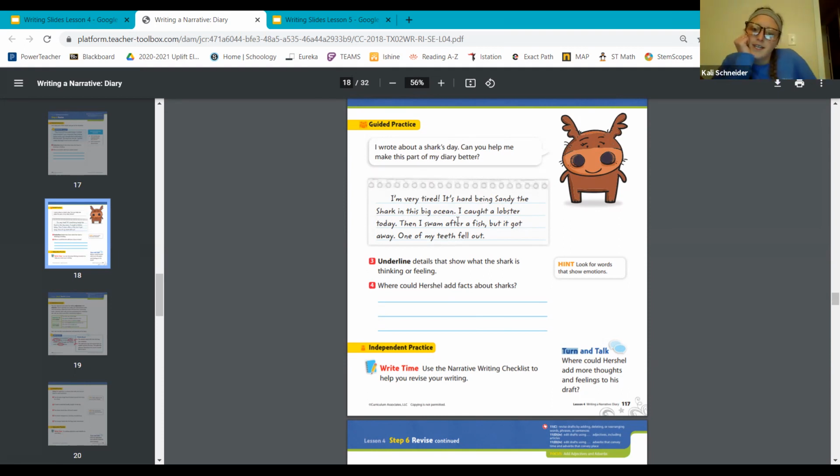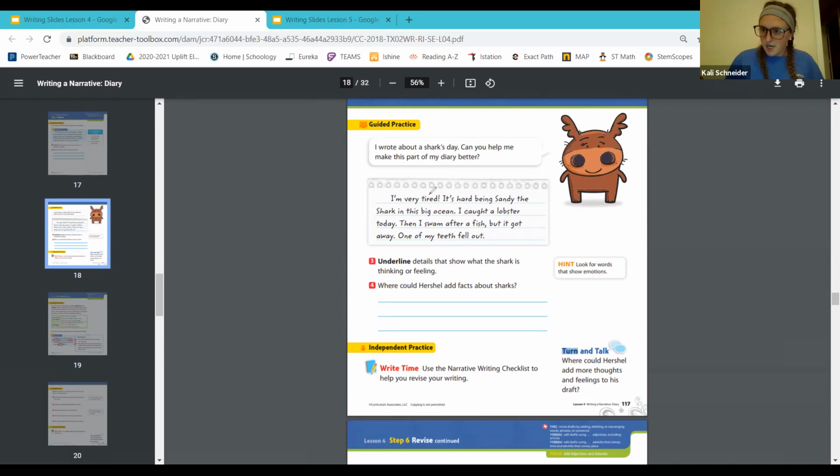So let's go ahead and look. It says that we need to go through and look and see details, underline the details that show what the shark is thinking or feeling. So let's go ahead and read it again to see what he was thinking and feeling as he read. So I'm going to go ahead and get my green ready to underline.